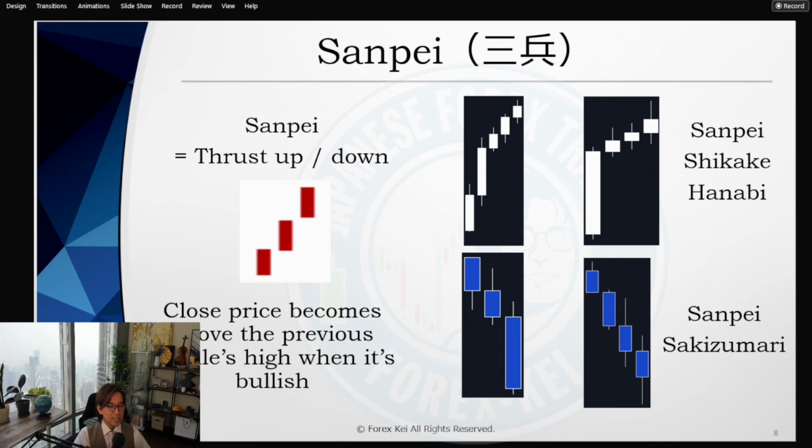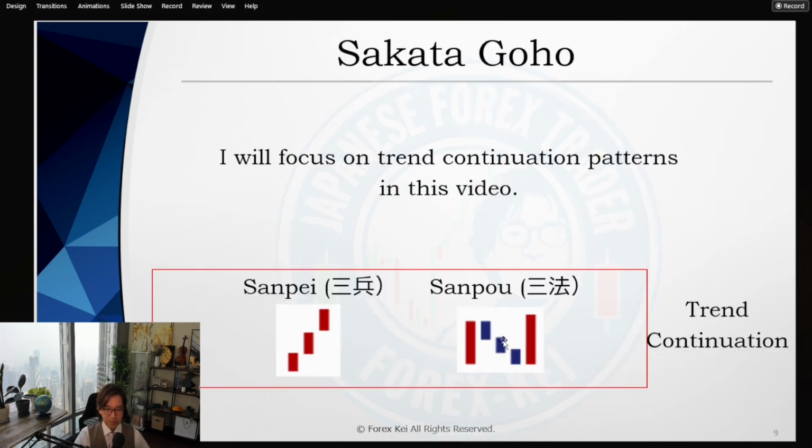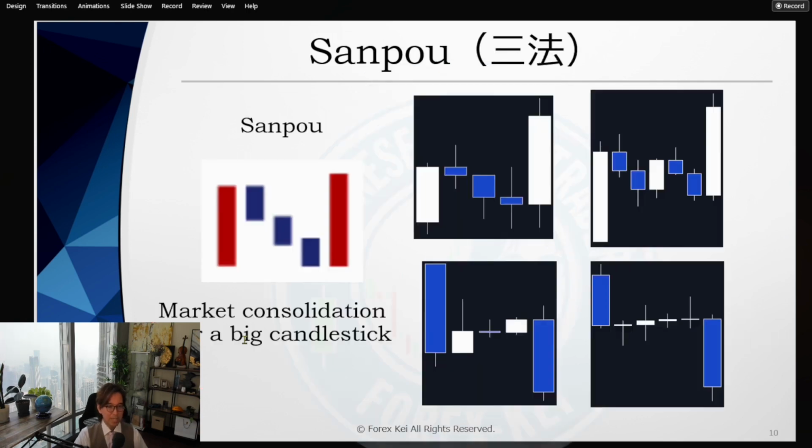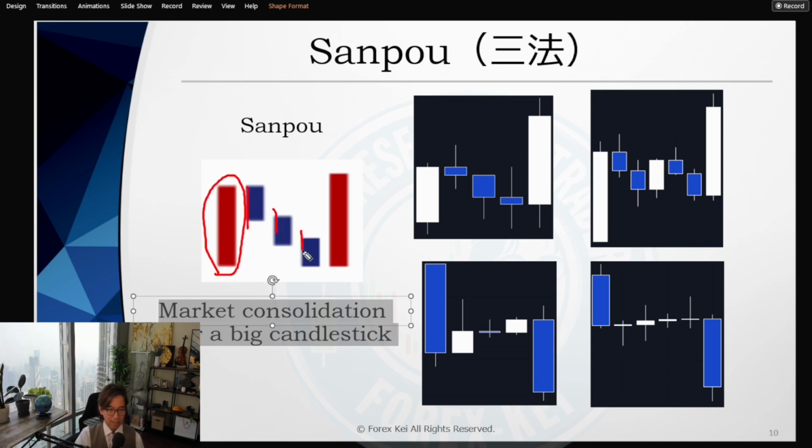And the next pattern I will be introducing is Sanpou, which is also a trend continuation pattern. Sanpou means market consolidation after a big candlestick. In this example, there is a big candlestick, then the market consolidates, then breaks out bullish. So when it's an uptrend and you see this breakout candlestick, this indicates trend continuation. I have captured a few examples here too, and this one is a bullish Sanpou.